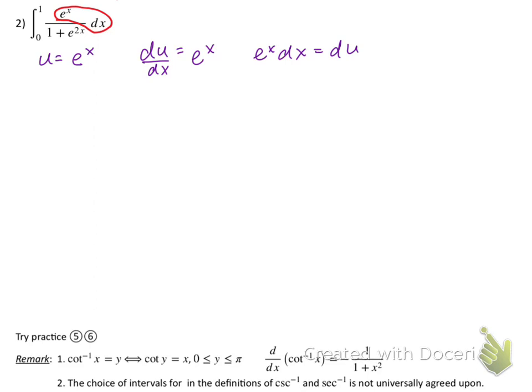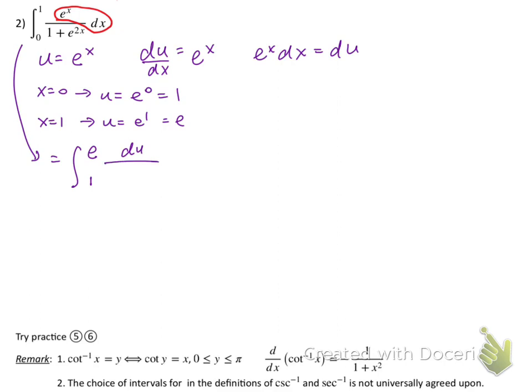I'm dealing with a definite integral, so I need to change my limits. When x equals 0, u is e to the 0th power, which is 1. When x equals 1, u equals e to the first power, which is e. Then my integral becomes, from 1 to e, e to the x dx, which is du, over 1 plus u squared. Nice, tangent inverse formula, u evaluated from 1 to e.